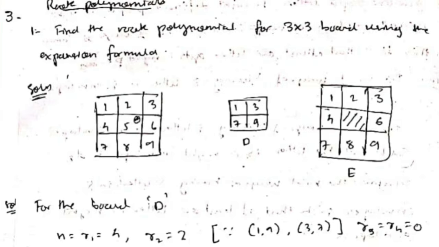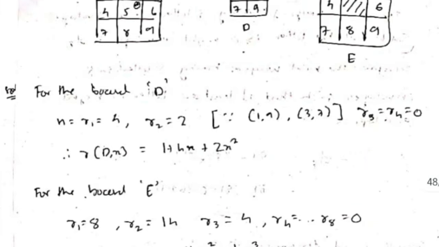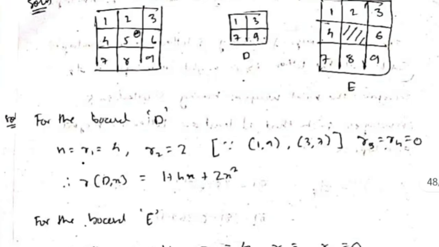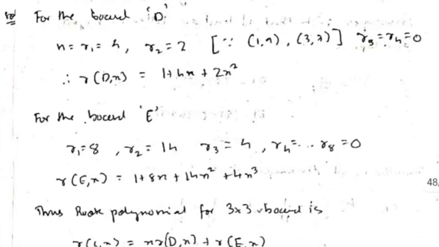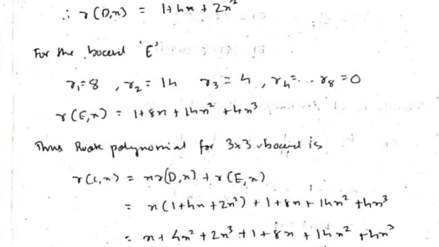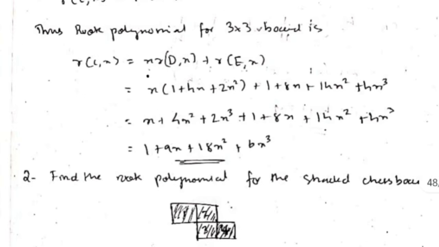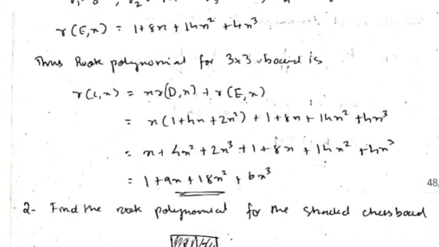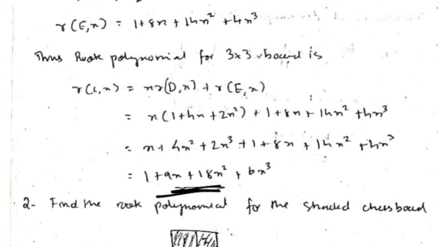We will be getting E by not considering the marked letter, which is 5. Okay, so this is E. For each of these we will find the root polynomial. In this case R1 and R2 will be found, and we'll find RDX. Then similarly for the board E also, then by multiplying we will get RCX, which is for the final board. Okay, for this board we will get the final root polynomial that will give us the final answer.